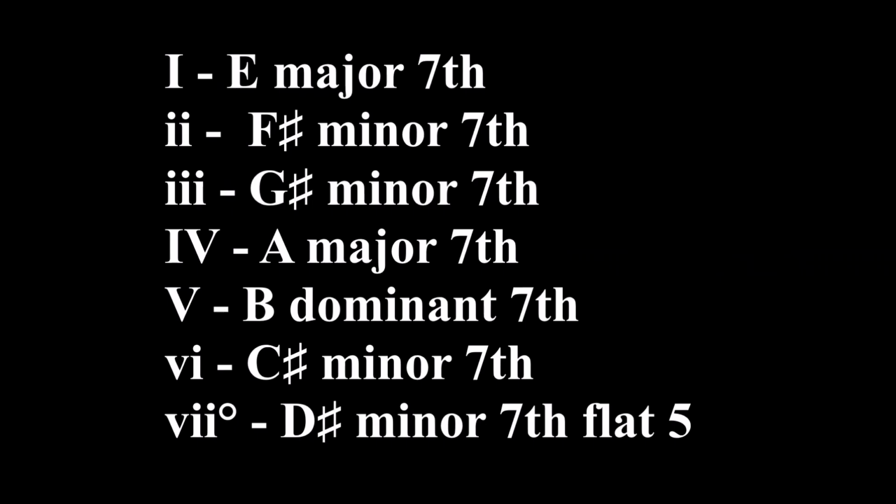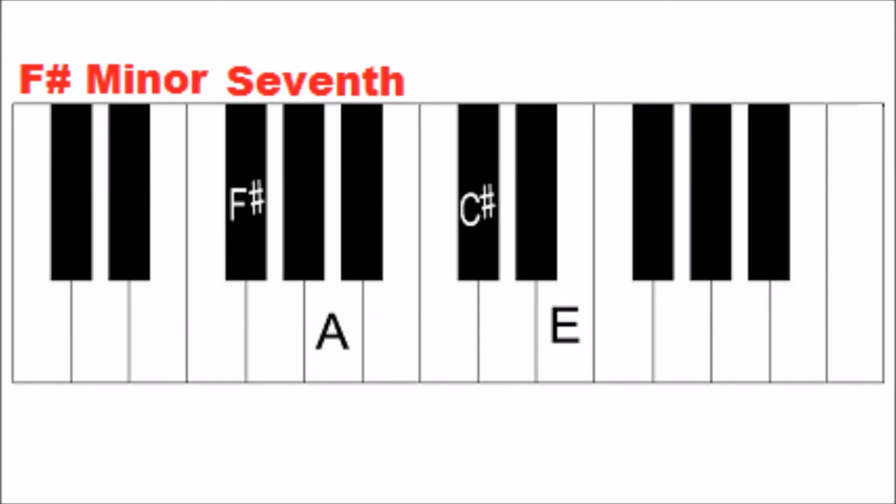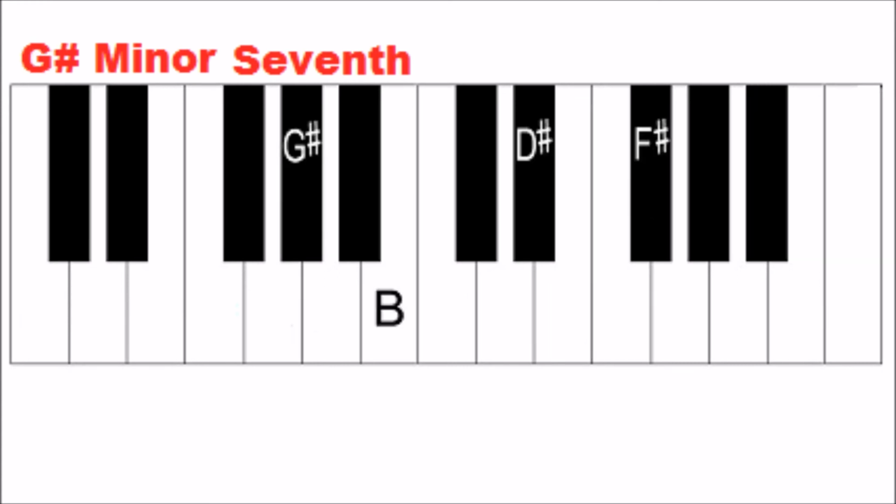What are the notes of each 4-note chord in the key of E major? The notes of chord 1, E major 7th, are E, G sharp, B, D sharp. The notes of chord 2, F sharp minor 7th, are F sharp, A, C sharp, E. The notes of chord 3, G sharp minor 7th, are G sharp, B, D sharp, F sharp.